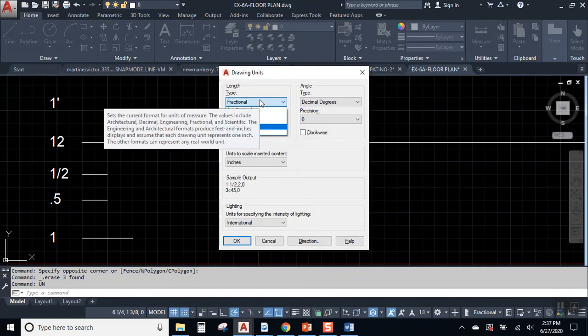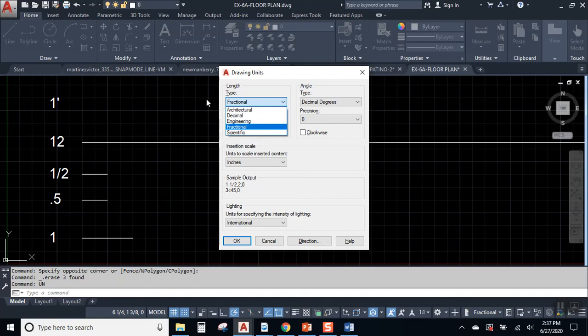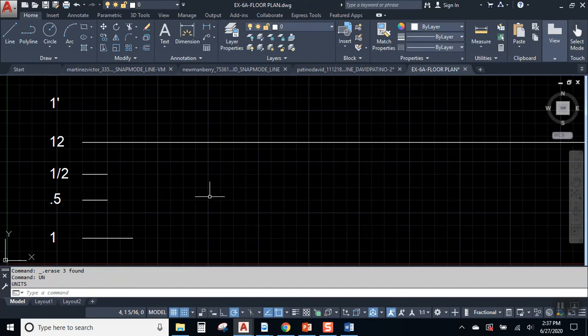All right, units. Decimal and fractional are just going to give you a level of control of how AutoCAD talks to you. You can actually talk to AutoCAD in either one. For example, line, 0.5. See, it understands 0.5. I mean, I know we're in fractional units right now. It even says it down here. But that doesn't mean AutoCAD doesn't understand decimals anymore.